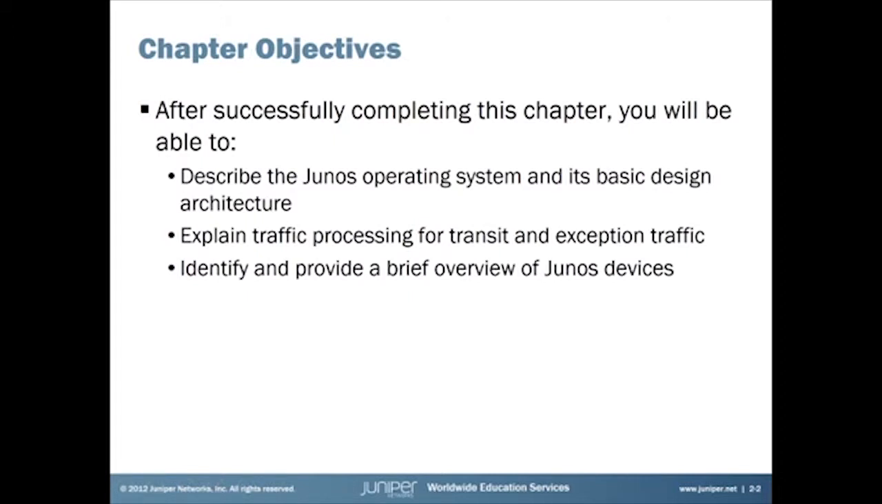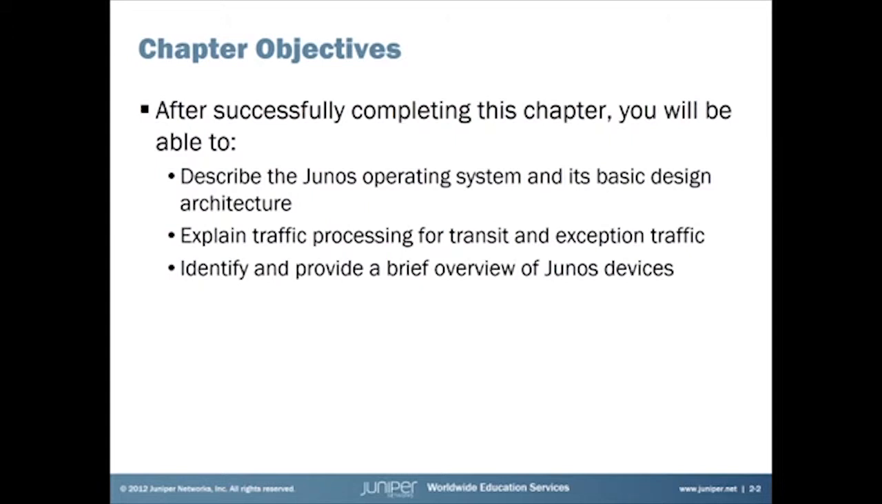What we're going to do to begin with, we're just going to take a look at the Junos operating system and its basic design architecture. So you'll notice, first of all, that the operating system is called Junos. Now, if you compare that to Cisco's, their operating system is called iOS. So this is kind of like the Juniper iOS, if you like, called Junos. We're going to take a look at how it works, the basic structure of it.